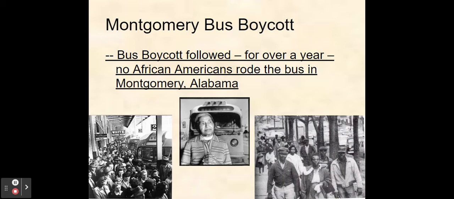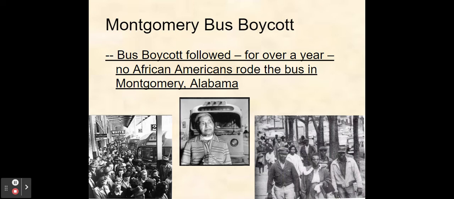But the majority of the business on the bus line was from African American passengers. And after a year of little to no business, the bus lines are like, look, we've got to do something if we want to stay in business. So they become more open to maybe ending segregation on the bus lines.